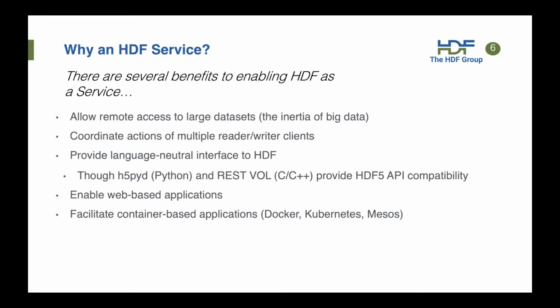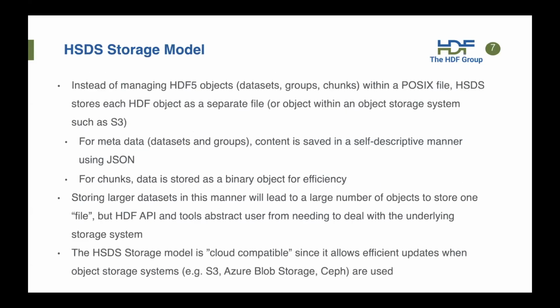Okay, so next, the storage model for HSDS. So we all know, like, HDF5 is a file, and within that file, you have multiple objects. By contrast, in the HSDS storage model, we store each object as a separate file or object. Okay, so for metadata for a dataset or group, that's stored as JSON. And for chunk data, it's stored as a binary object.